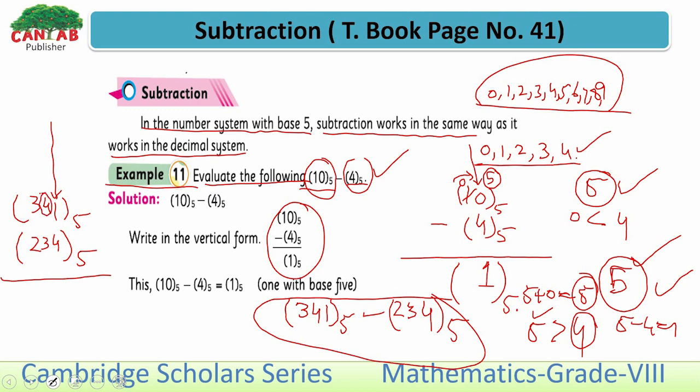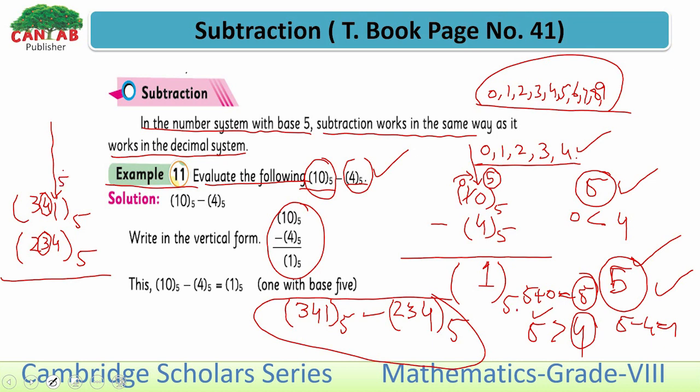Check the numbers given in the second column. These are 4 and 3. The lower number is less than 4. So we can borrow 1 to the first column, and in first column 1 will become 5.